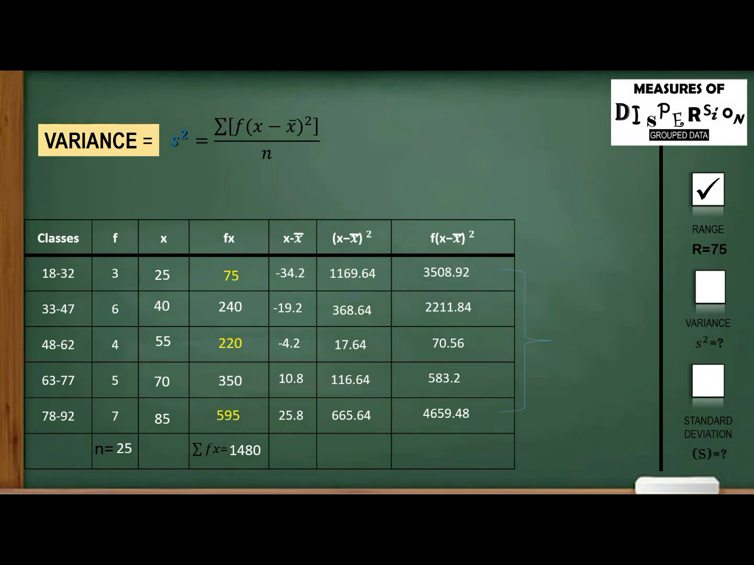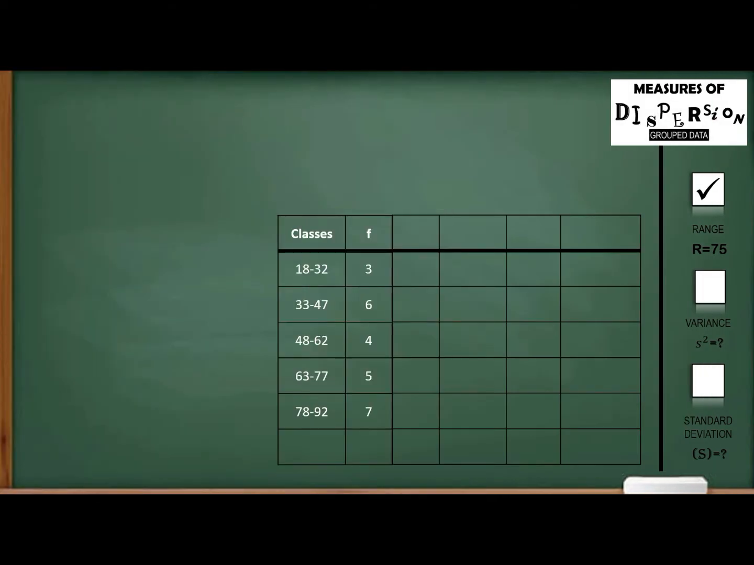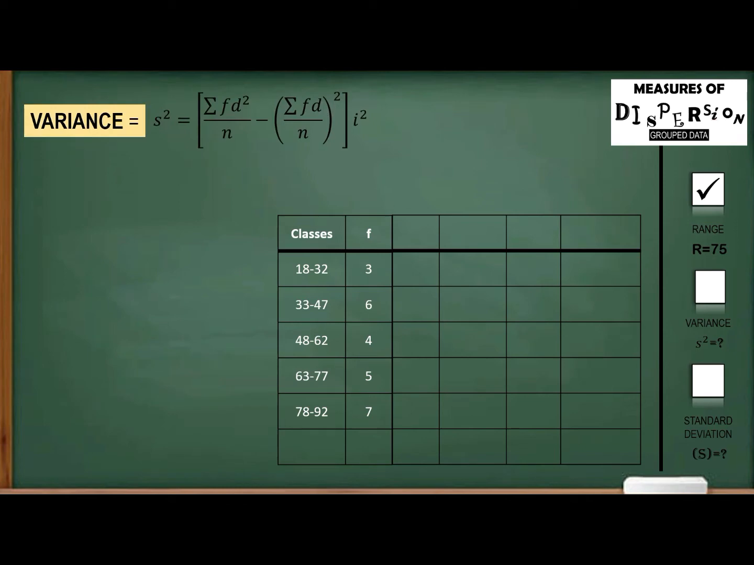After getting all the products of the frequency and the square of the difference of the x values and the mean, add all the resulting products to obtain the summation. You can now substitute the values to the formula of the variance. The summation of the product of frequency and square deviation is 11,034 and n is equal to 25. Divide 11,034 by 25, then we will get 441.36 as the variance.